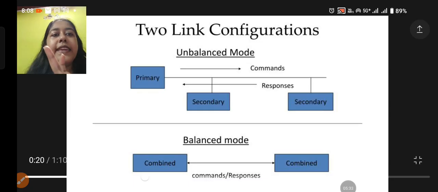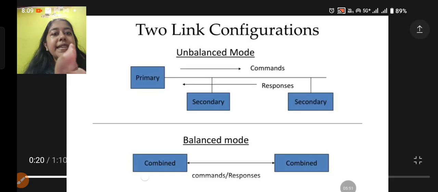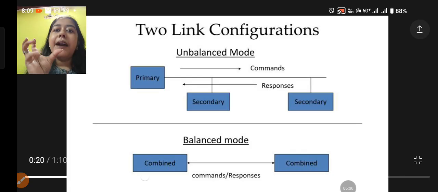Here you can see the primary station is maintaining a logical link with each of the secondary stations individually. This is the unbalanced mode, where the primary station is giving the commands and the secondary station is giving the response. So two kinds of modes are there, one is unbalanced and one is balanced. This one is the balanced mode, where we are combining both of them. So it is a combined version, which is a balanced one.